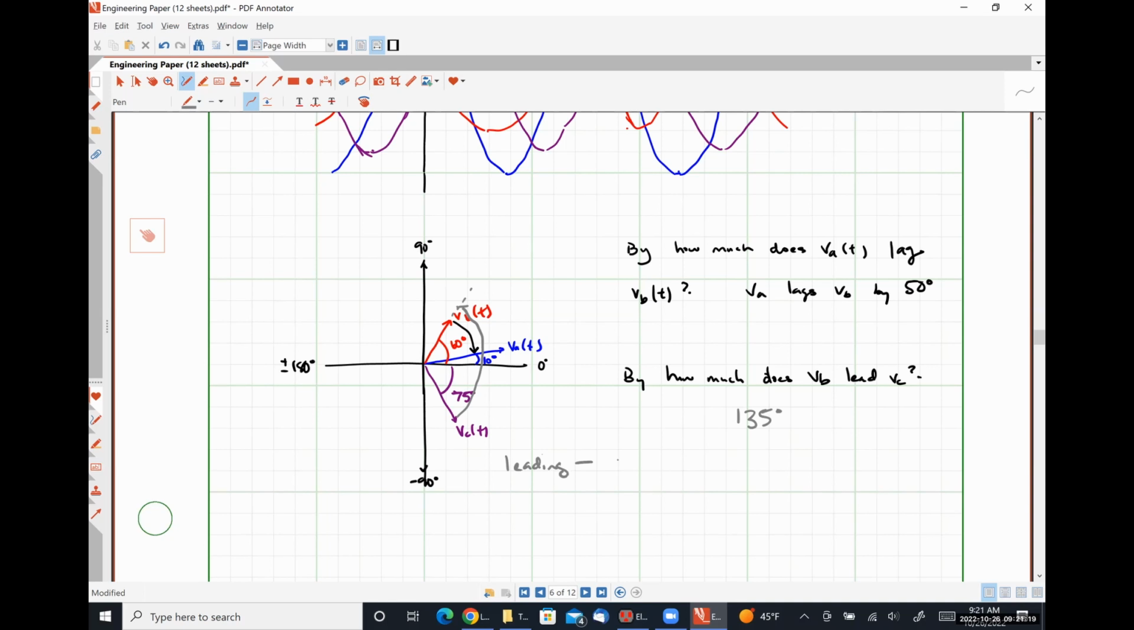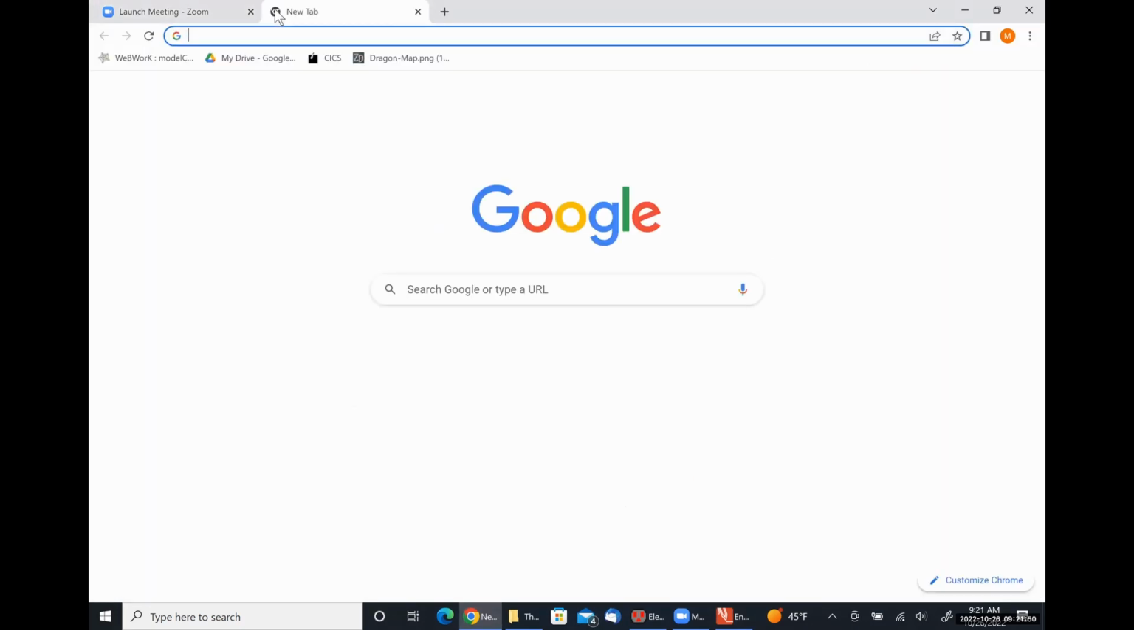Leading is always measured counterclockwise because we're looking for a more positive angle. Lagging is always measured clockwise from our reference, okay? So what I'm gonna do right now, we got a couple of minutes here. I'm gonna pull up WebWork and we're gonna look at a homework problem from homework set 19 because I want to point you guys to a small problem that WebWork has.